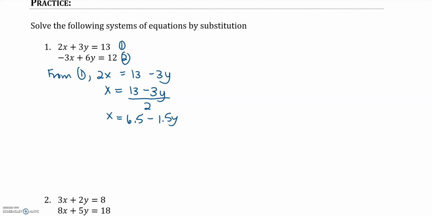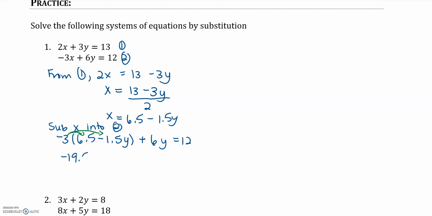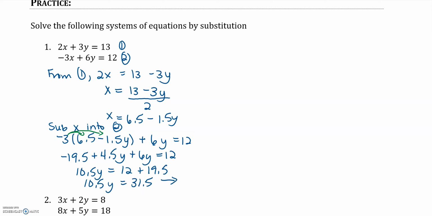Now we can sub that equation for x into the original equation 2. And we expand negative 3 into the brackets, and we find that negative 19.5 plus 4.5y plus 6y is equal to 12. Okay, simplifying, we get 10.5y is equal to 12 plus 19.5. And that ends up being 10.5y is equal to 31.5. And y is equal to 3.